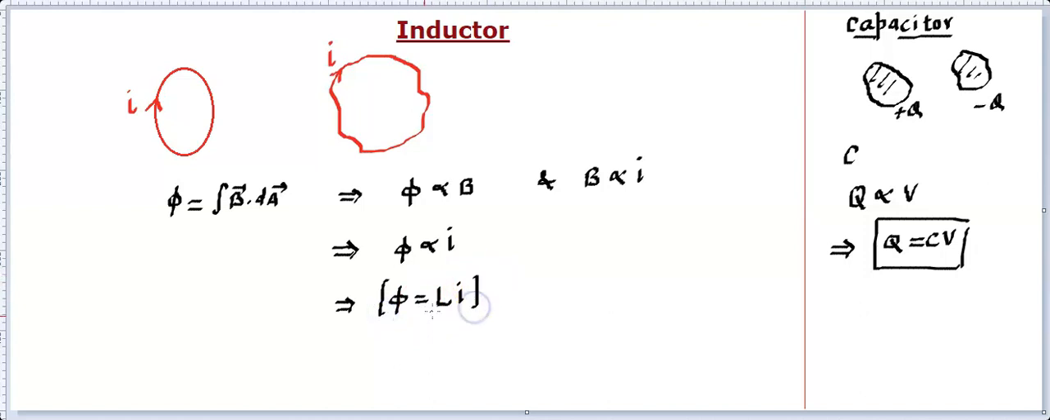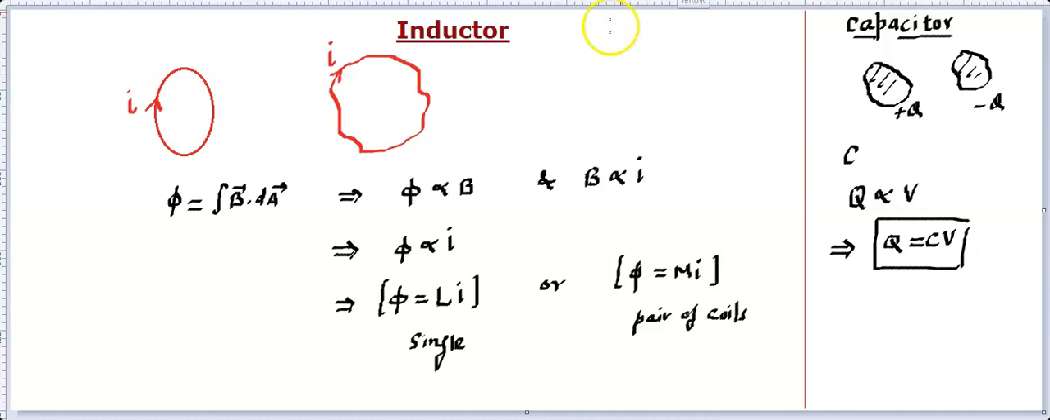This we use when there is a single coil, or we can write it as phi is equal to M I when there is a pair of coils, or you can say when there are two loops or an arrangement having two. So generally we are going to use L for the self, and M is used for the mutual. So these are basically the two types of inductors. One is called a self inductor, another is called a mutual inductor. So here L is going to be known as inductance, and that inductance will be self inductance.